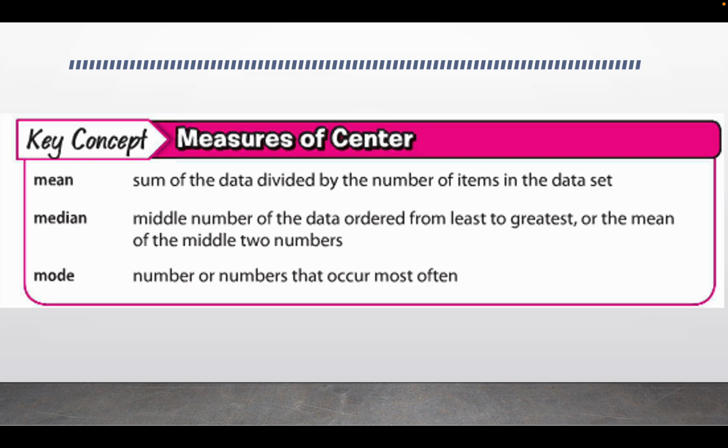The mean is found by adding all of the data and dividing it by the number of items in the data set. The median is the middle number when the list is ordered from least to greatest, or if there are two numbers in the middle, because there is an even number of data, then we need to find the mean or the average of the middle two numbers. And I will show you an example of how to do that. The mode is just the number or numbers that occur most often.